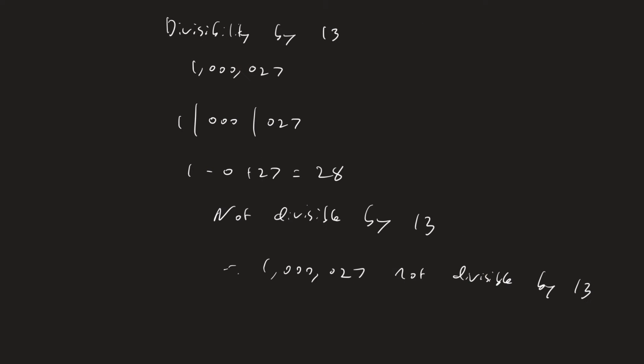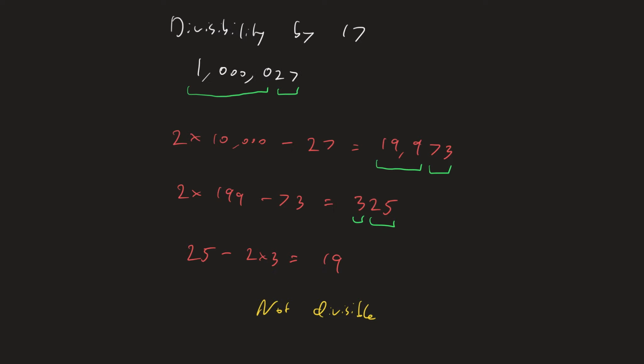The same procedure works for divisibility by 13. Take our number, break it up into groups of 3 digits starting from the right-hand side, form the alternating sum to get 28, and our original number is divisible by 13 if and only if this number is divisible by 13. Since 28 is not divisible by 13, our original number is also not divisible by 13.